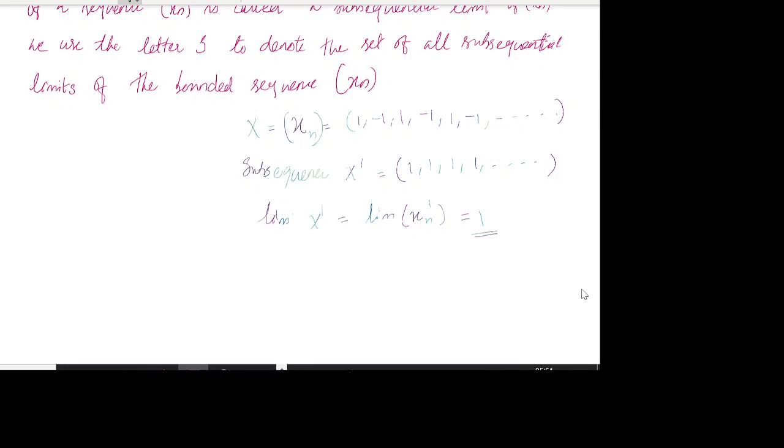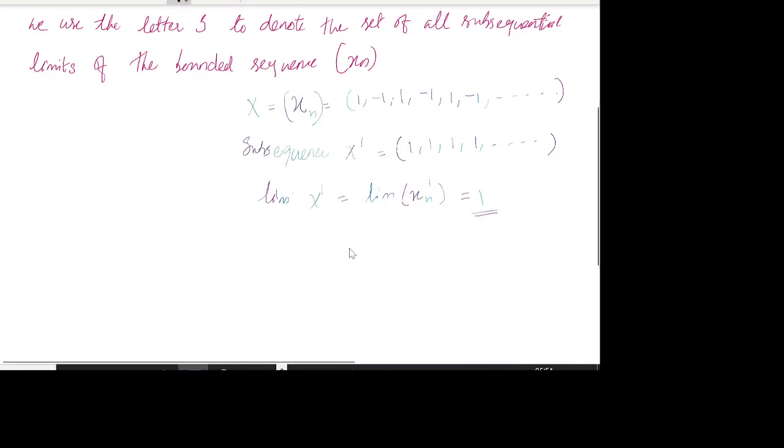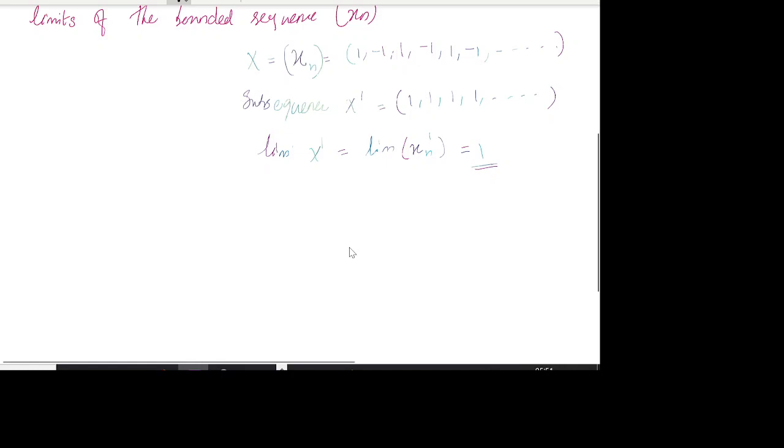Now we will say that this 1 is a subsequential limit of this sequence. Similarly, you can go for the subsequence -1, -1, -1, etc., and that will converge to -1. That's also another subsequential limit. Now we will collect all these subsequential limits and form a set. That set is called S. Thus, we have examined some of the subsequential limits of the sequence.